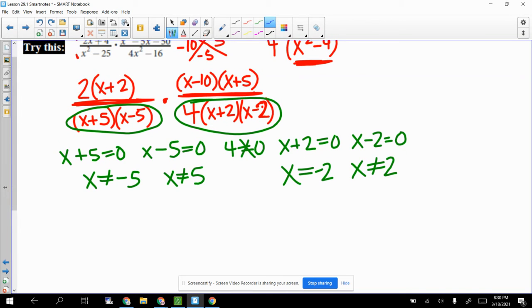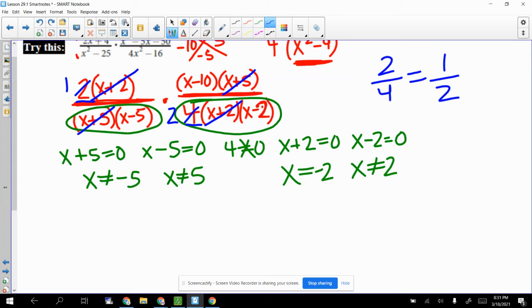And now here's the fun part where you get to cancel. So we've got an x plus 2 and an x plus 2. We've got an x plus 5 and an x plus 5. And then we also have this 2 over 4. So if you notice, we have a 2 and a 4. So 2 over 4 is going to simplify to be 1/2. So I'm actually going to simplify that here as well.